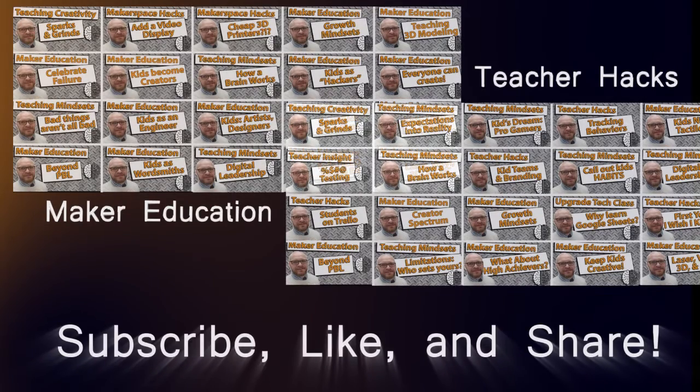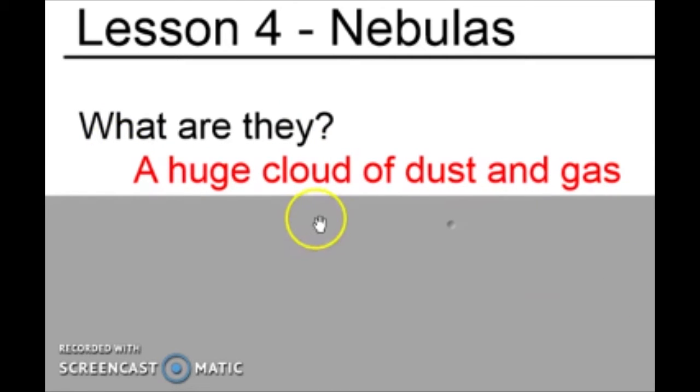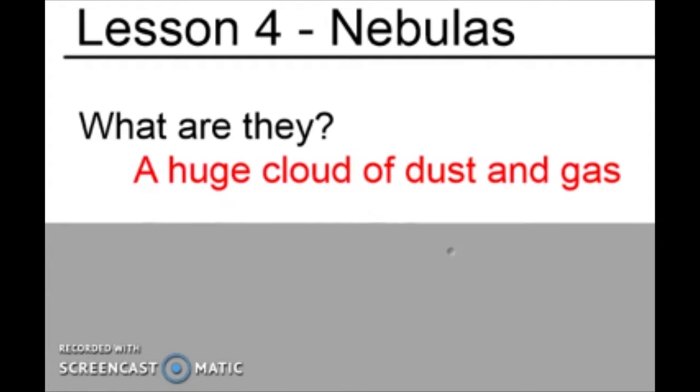This is lesson 4. This is going to talk about nebulas and be pretty short. What nebulas are. So what are they, first of all? Well, a huge cloud of dust and gas is what a nebula is. And I think the best way to introduce ourselves is to take a look at a few of them.